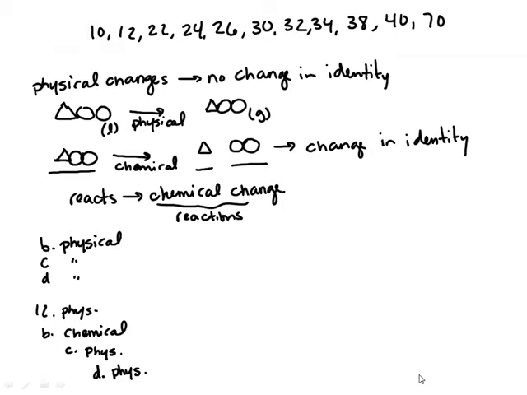So in A, it says the process of decomposing hydrogen peroxide. Well, right there, key word, it says process of decomposing hydrogen peroxide, which tells me a change is occurring. And then the question is, is it a physical change or a chemical change? Well, we're decomposing hydrogen peroxide. Decomposition is an example of a chemical change. So 22A would be a chemical change. All right, what about B?